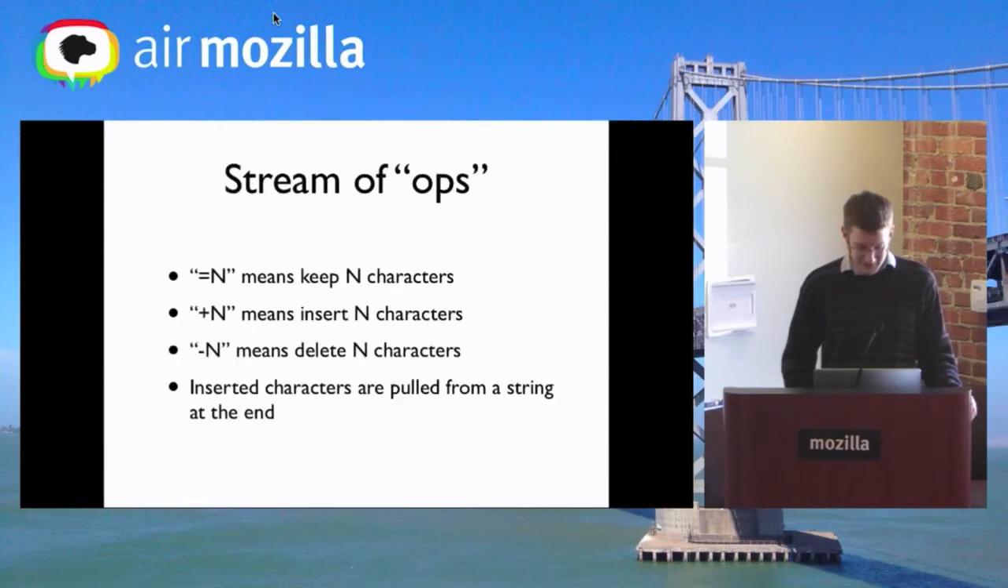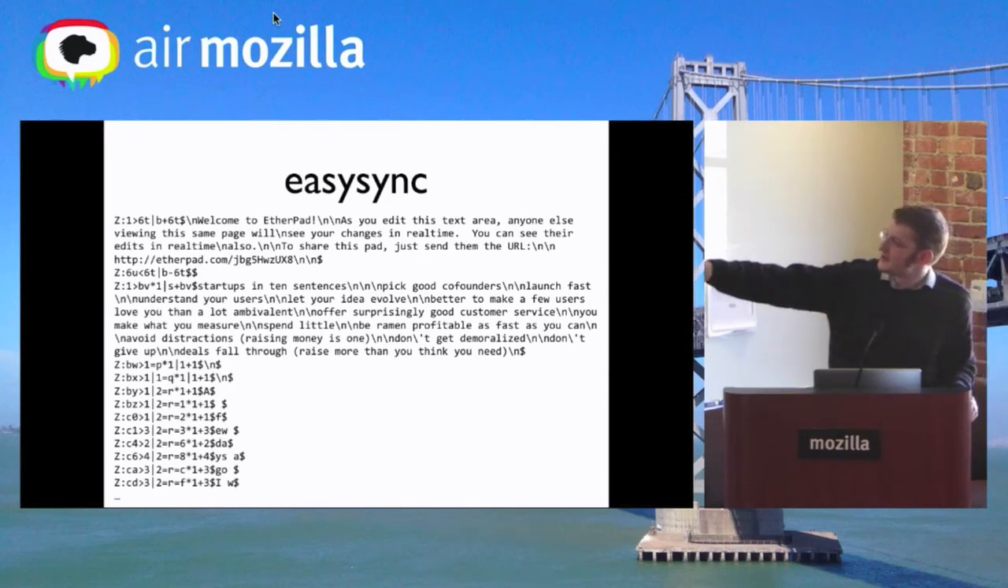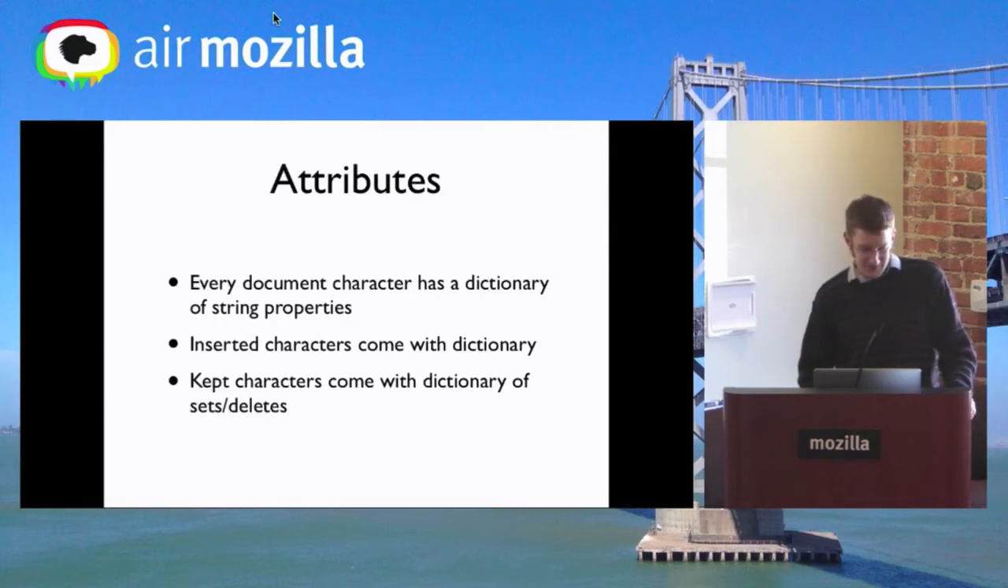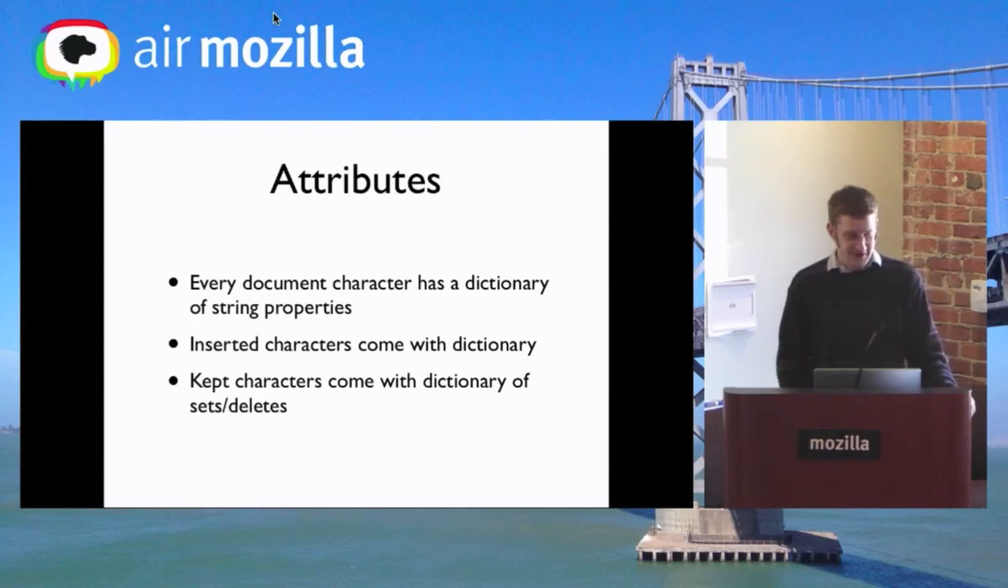Oh, yeah, so stars. You see these stars, like it says star 1 plus 4. What that means is, this is our representation for rich text, which was totally hacked on top of the plain text representation. Every document character has a dictionary of string properties. Inserted characters come with a dictionary, and kept characters have a dictionary of sets and deletes. So when a character comes into being through an insert, it could say bold true, or it could say nothing and be plain text. When you keep an existing character, you could remove the bold attribute or add it or set it to something different. And in the implementation, the way you remove something is setting it to the empty string.